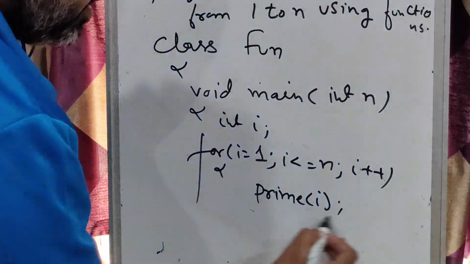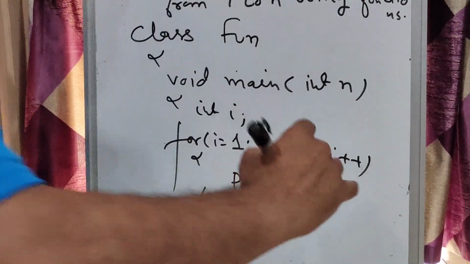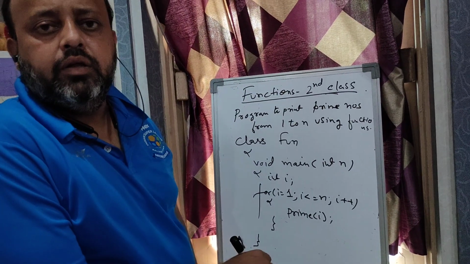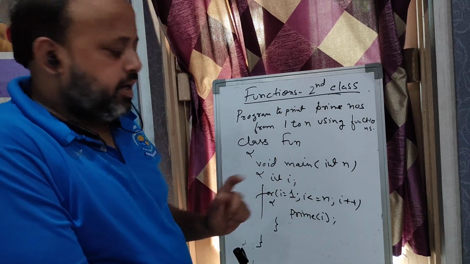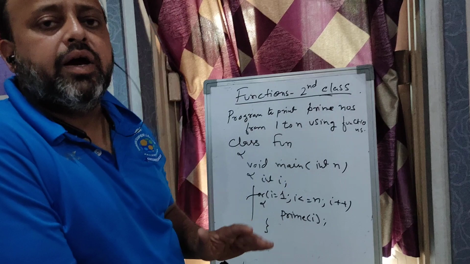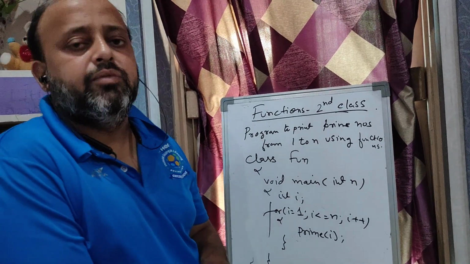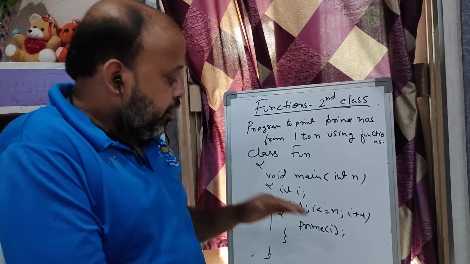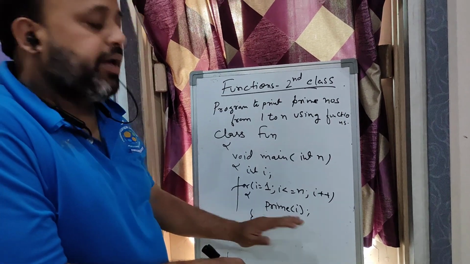If you remember the table, what we had written, we had written table I. I have written here prime I. Just this writing won't help. If I write prime I, this doesn't mean that you will get prime numbers. Now I have to define this function prime.